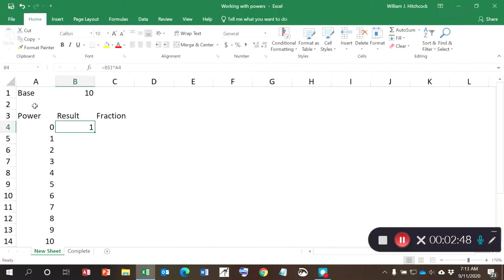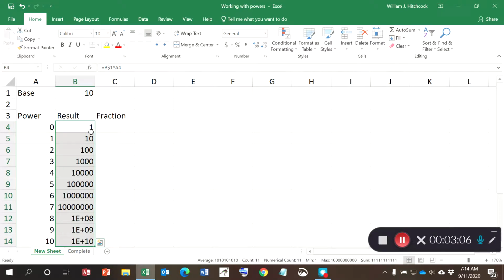All right, now what I can do is copy this formula down and see what happens when we get all the results. So if I double click on the fill handle here, it's going to copy this all the way down next to the number, to the first, to the second, to the third, and the fourth, and so on. So we double click, and there we go. So 10 to the 0 is 1, 10 to the first is 10, 10 squared is 10 times 10, or 100, 10 cubed is 10 times 10 times 10, or 1,000.